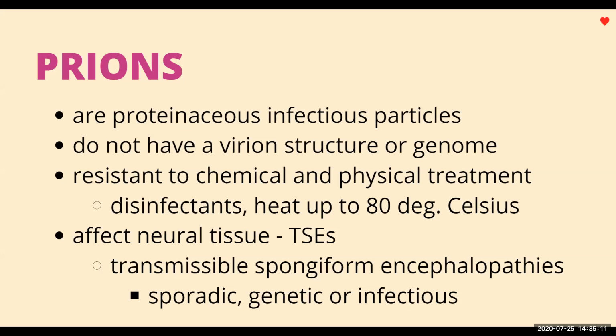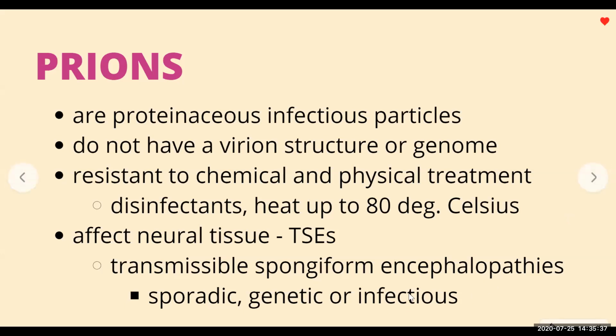Transmissible spongiform encephalopathies. It can be sporadic, meaning there is no pattern being followed. Sometimes it's sporadic, here it occurs, here it doesn't. It can be genetic, meaning from the genes, passed on or carried, or you just got infected. So, that is how prions are.